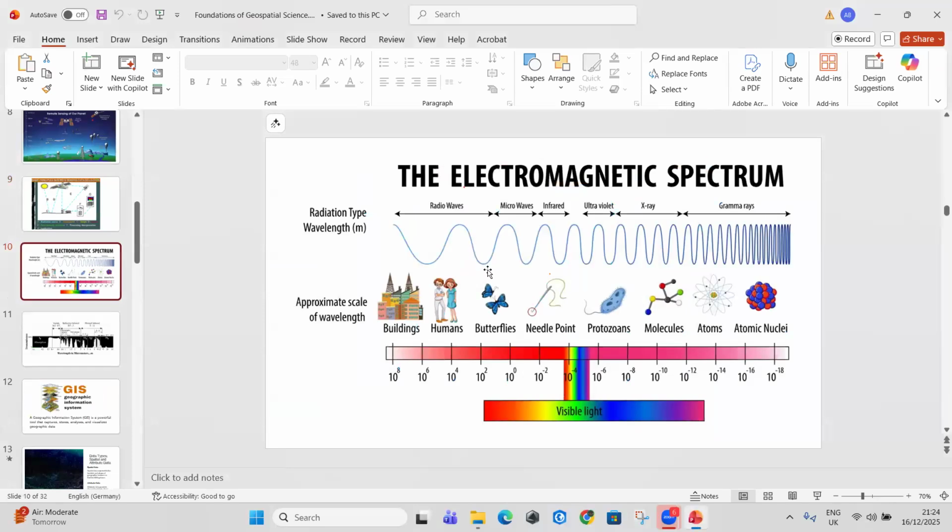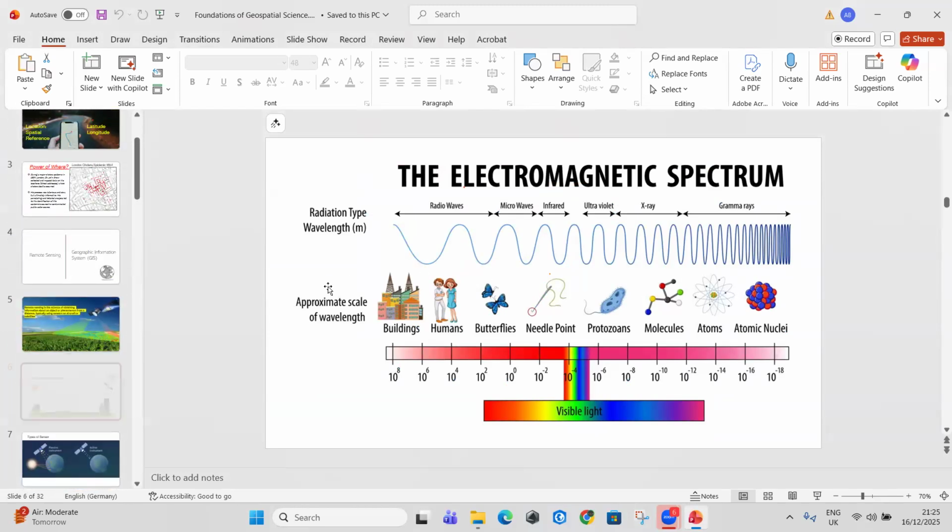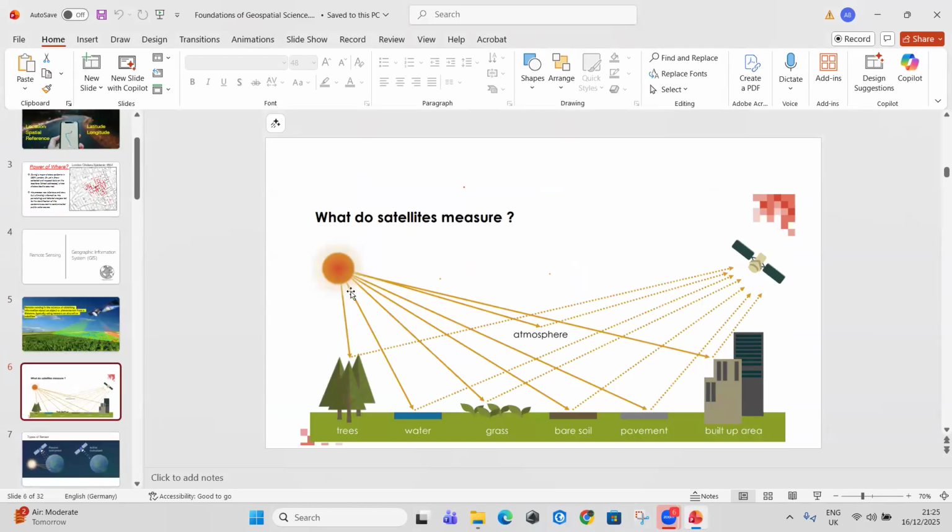Now, there is something called the electromagnetic spectrum. What is an electromagnetic spectrum? So if you remember here, the sun is sending off some energy. The energy actually is moving like this. We cannot view it with our naked eyes, but the energy moves like this.